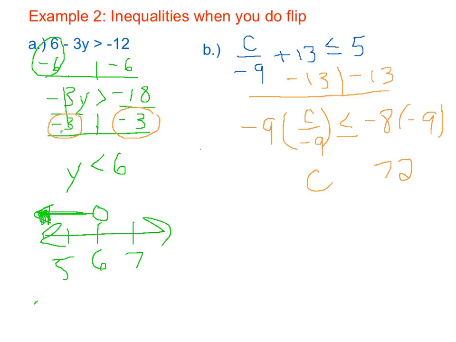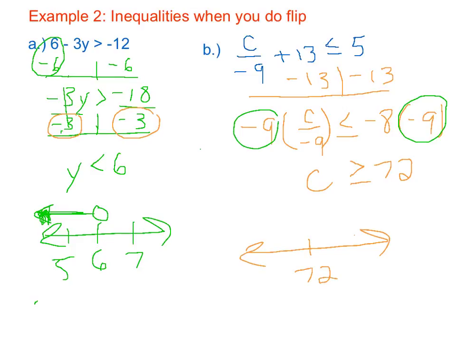And as I'm looking at what's done to each side, this side we multiply by negative 9 and the other side we multiply by negative 9. So if you ever have to multiply both sides of the inequality by a negative number, we change the direction of the inequality sign. And if we're graphing this on a number line, 72, 73, we have a closed dot at 72 and we are shading to the right.